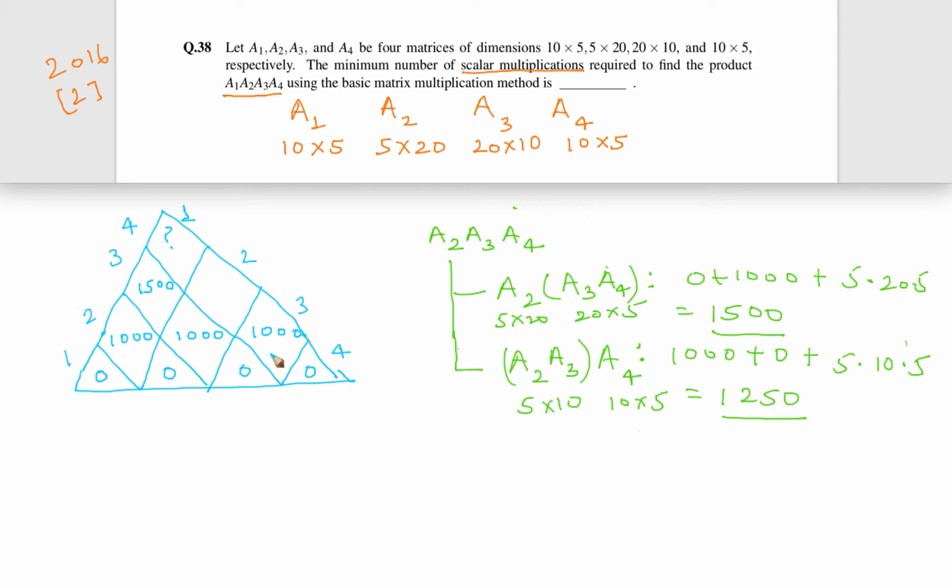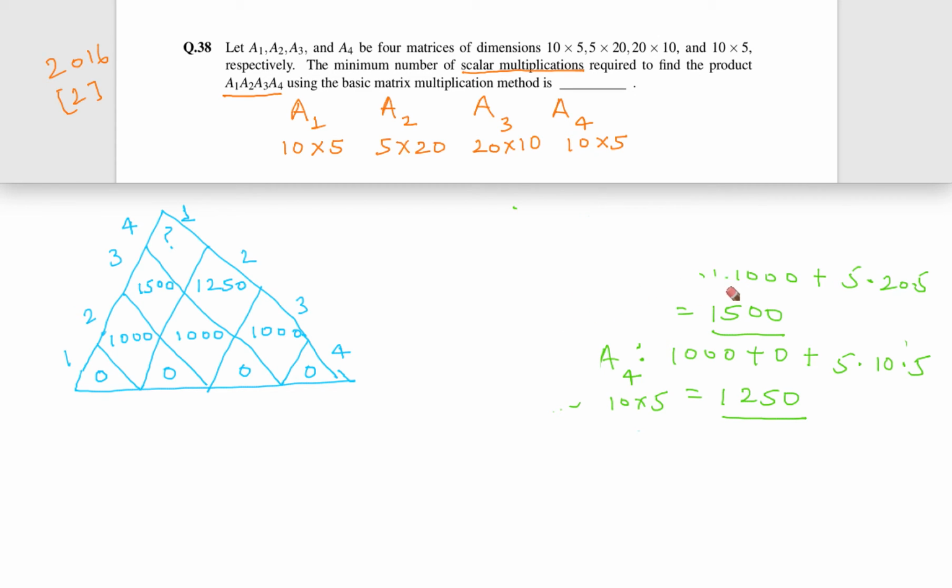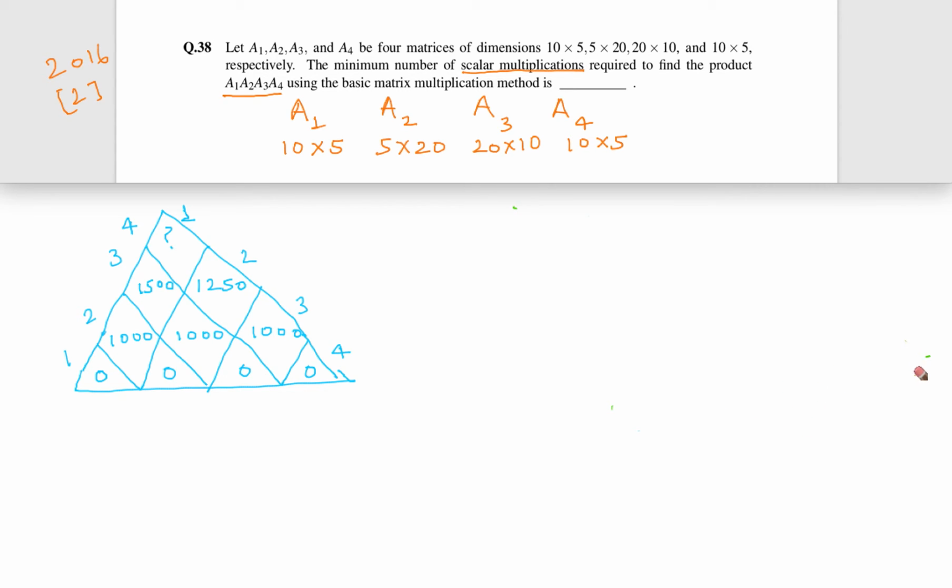So that value is going to be put here, 1250. Now we have solved all the subproblems which will be needed in order to find the final answer, which is M1 comma 4. M1 comma 4 is basically what? We have to multiply all the matrices A1 into A2 into A3 into A4, right? This is already given here. This will be M1 comma 4.